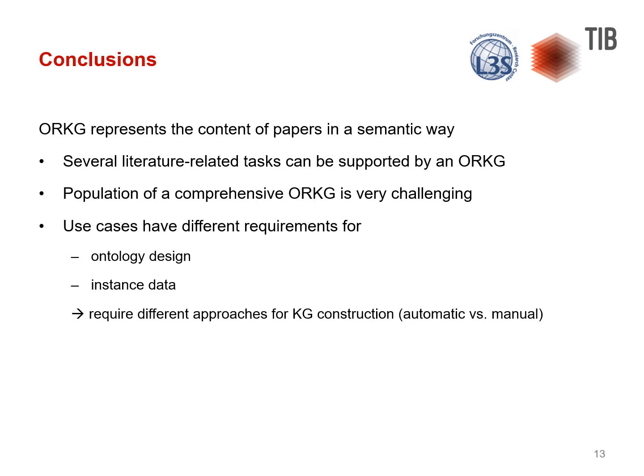Now let us conclude our results. The Open Research Knowledge Graph should represent the content of papers in a semantic way to enhance several literature-related tasks. However, the population of a comprehensive knowledge graph is very challenging, so that we have to make some trade-offs for specific use cases. We found out that use cases have different requirements on ontology design and instance data, and thus require different approaches for knowledge graph constructions. The first group of use cases has high quality requirements, and thus manual approaches are more suitable for them. The second group has high coverage requirements, and thus automatic approaches are more suitable for them.